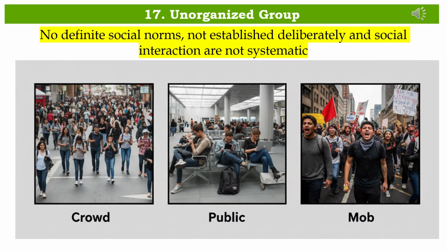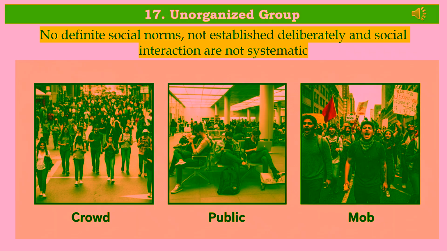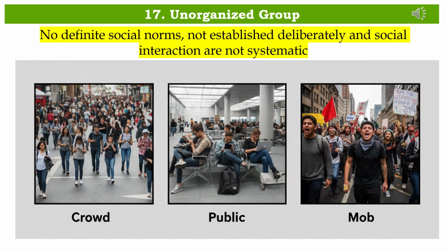Unorganized groups. Unorganized groups are groups with no definite social norms, not deliberately formed, and where social interactions are not systematic. Examples of unorganized groups include crowd, which is a temporary gathering of people. Then public, people come together without organized structure. And mob, a group that acts spontaneously, often emotionally.